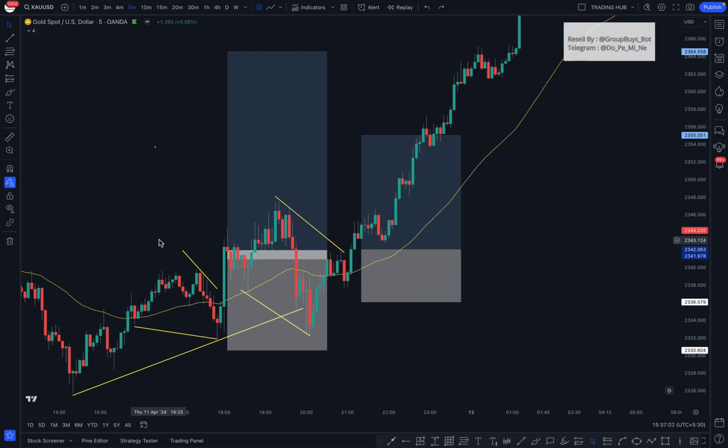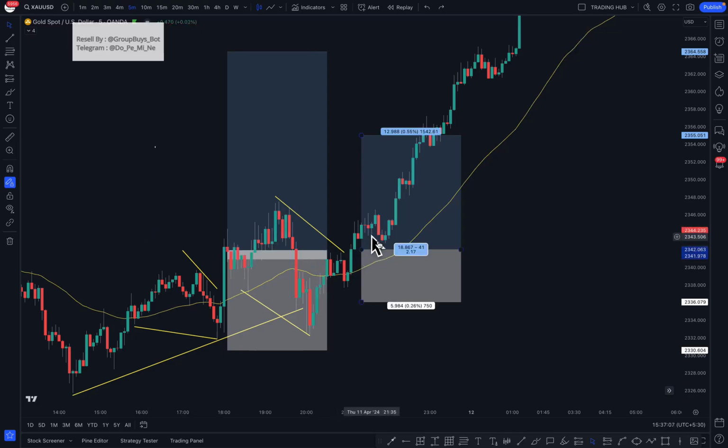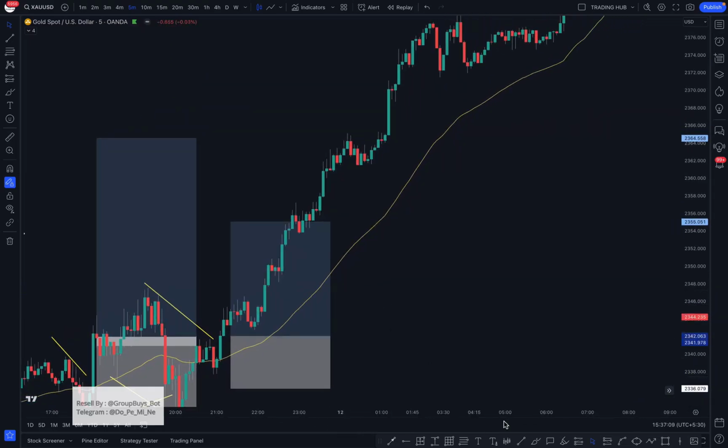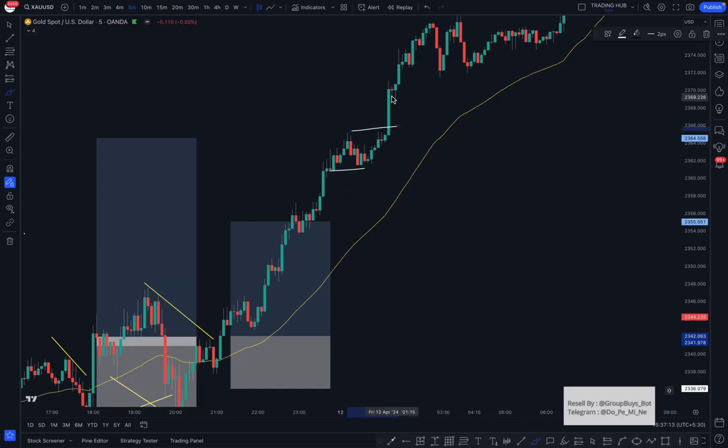So which I will cover in more detail in the next upcoming chapter. So these are valid zones. Okay, look at this one. What happened here? This is another flag pattern here. This is a strong bullish candle and breakout.